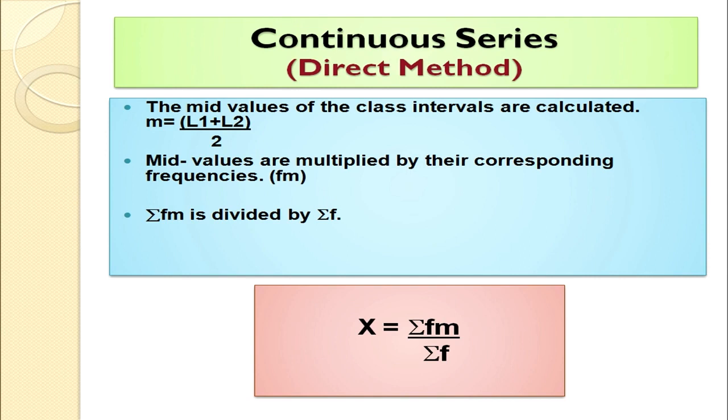Now, once we have got the mid value, we are going to multiply it with frequency. So, we are going to get the next column as Fm. Once we have got the column of Fm, then we are going to sum it up and then we are going to divide it by sum of frequency. So, hence mean is equals to sum of Fm divided by sum of frequency. So, let us see how we can calculate mean with the help of an example.